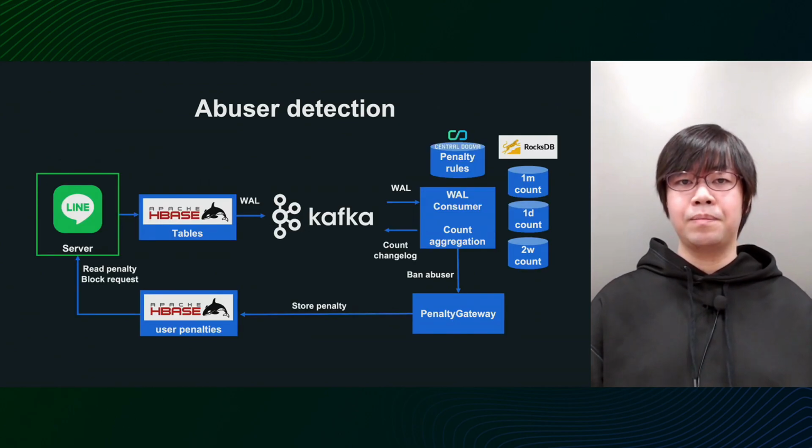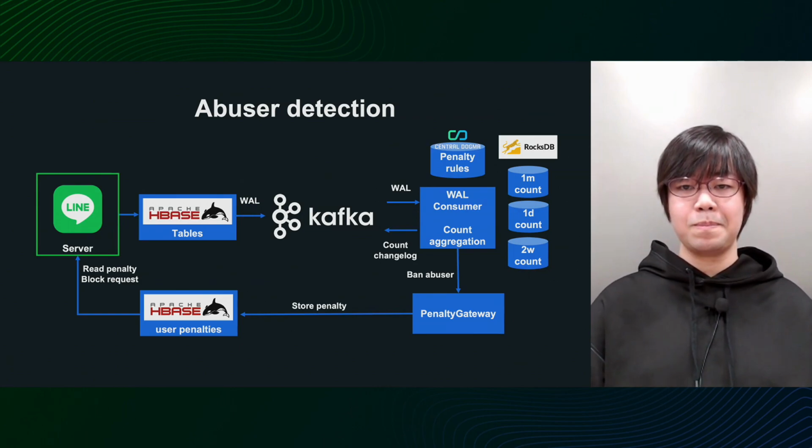We use pipelines to detect rogue users who generate large amounts of invalid data over a long period of time. We send the WALs of the table we want to detect to Kafka, and the consumer who consumes the WALs counts the writes for each user in a time range of 1 minute, 1 day, or 2 weeks.